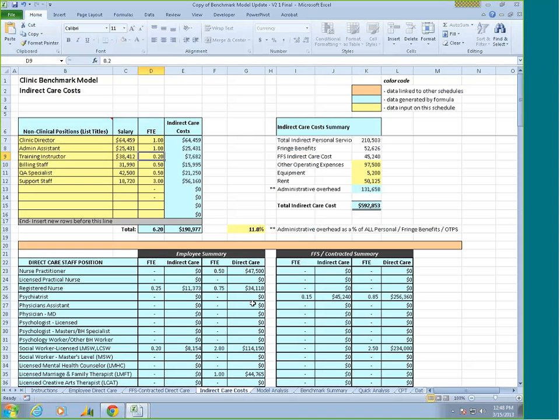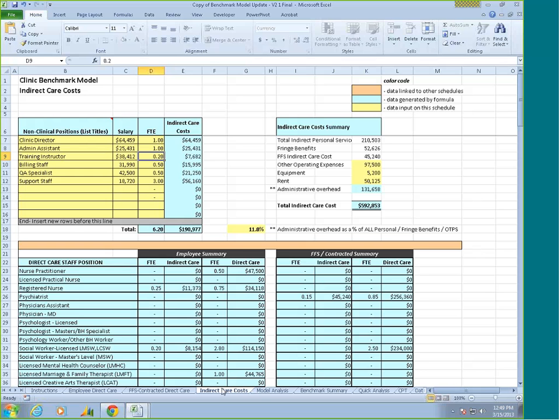And of course, on your indirect care cost page, we do a summary of all your staffing. So I hope we answered some of the questions that came up related to indirect and direct care costs, particularly as it relates to staff.